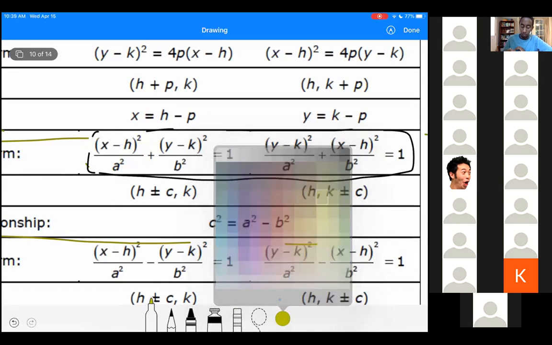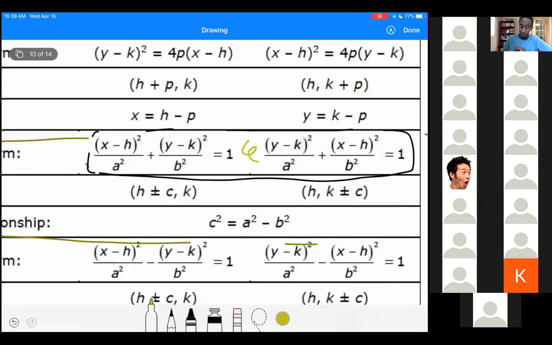I like that color. That's a nice color. Sorry. What else do you notice about it?